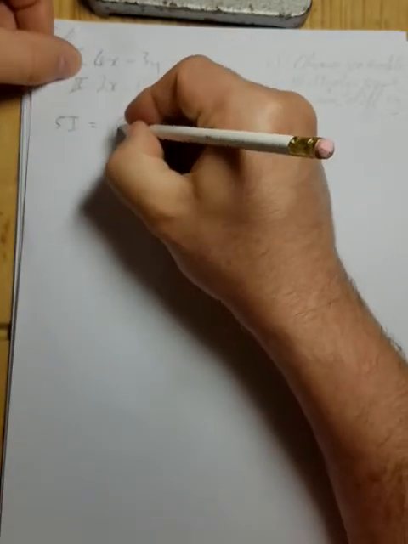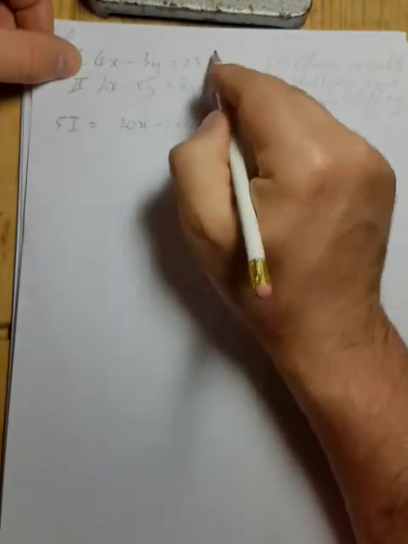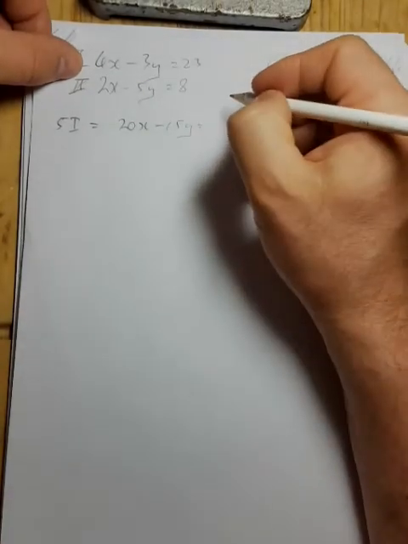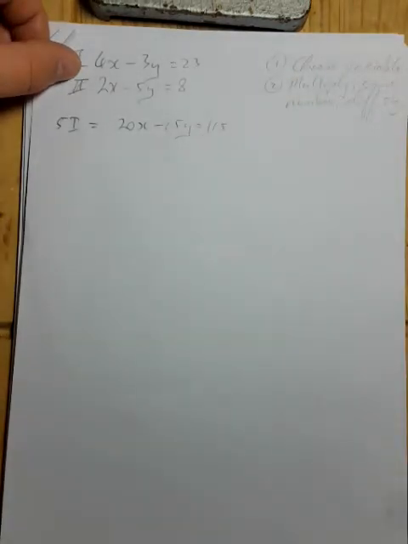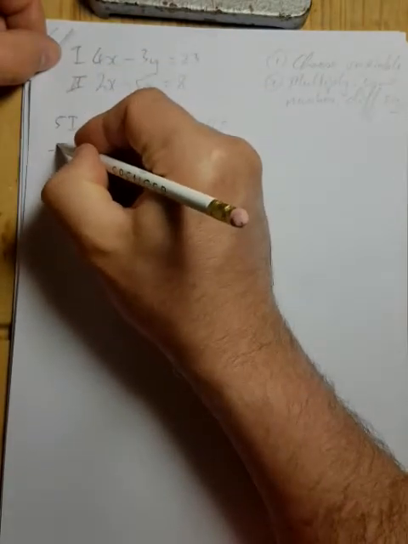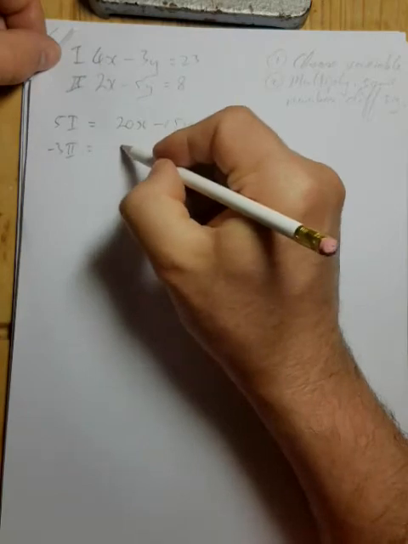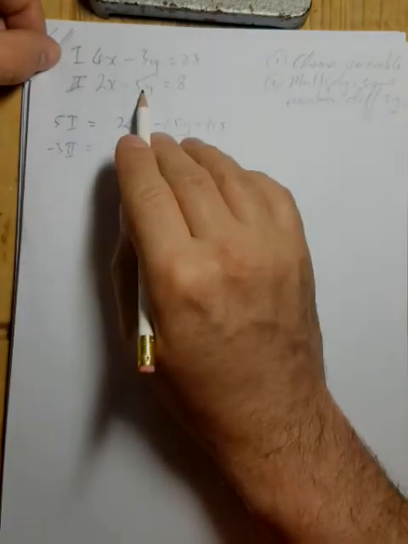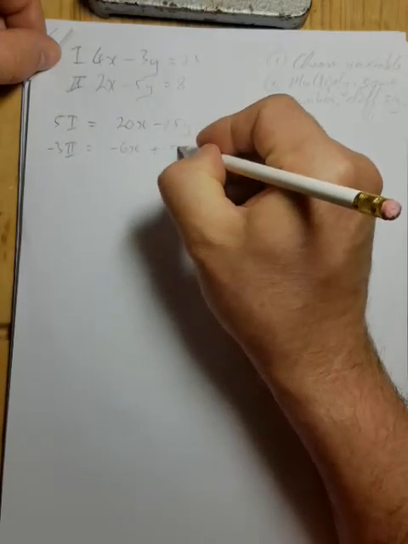So 5 by 4 is 20x. 5 by minus 3 is minus 15y. 5 by 23 is 115. So the bottom line I got to multiply by -3. And you'll see why. -3 by 2 is minus 6x. -3 by -5. Well, 3 by 5 is 15. Minus by minus is plus 15y.